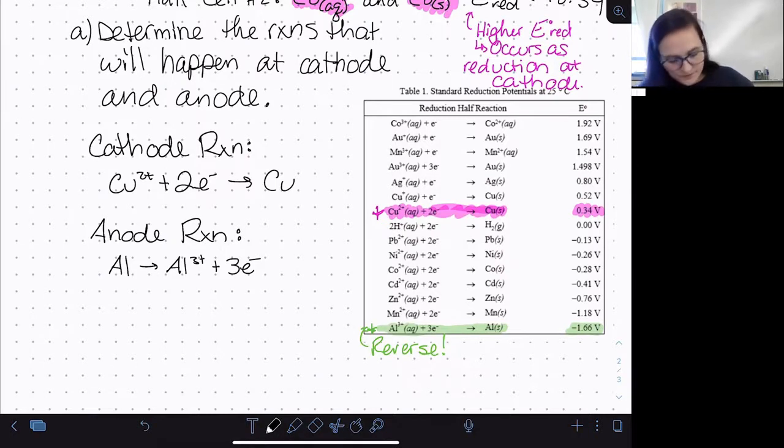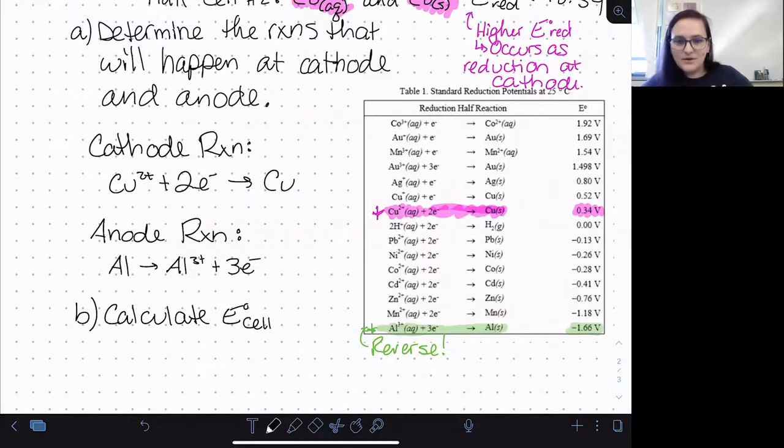We can also calculate the value of E not cell, which we learned how to do in a previous video. So why don't you pause here again and do that now.